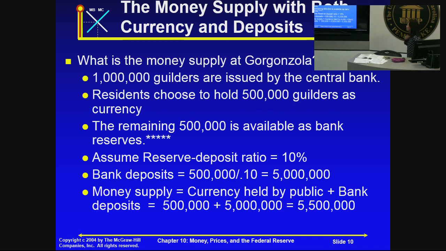Right. So anyway, in this particular economy, the currency is known as guilders. And there's 1 million of them being issued by the central bank. So at the beginning, the central bank says, I've got 1 million. Then the residents choose to hold half of it, 50%, which is 500,000, in the form of currency. The remaining 50%, the other 500,000, is available as bank reserve.